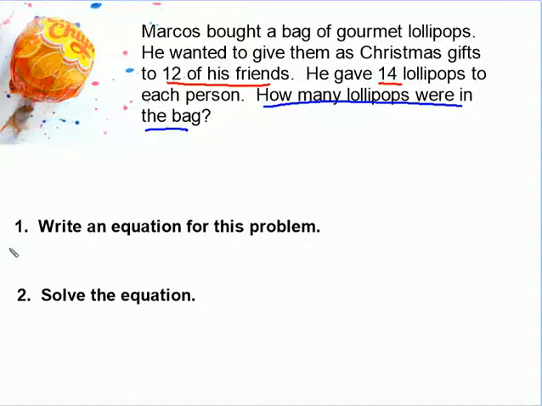Well, we don't know, so we've got to solve this equation. So he bought a bag of gourmet lollipops, and he wanted to give them as Christmas gifts to 12 of his friends. So what's he going to have to do? He's going to have to divide this big bag of lollipops amongst his friends. So we'll take the big bag of lollipops and divide that among 12 friends. And each friend got 14 lollipops. There is our equation. X over 12 is equal to 14. And all we have to do is solve it.